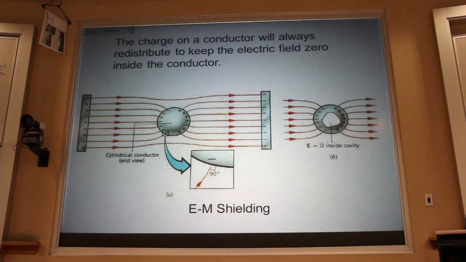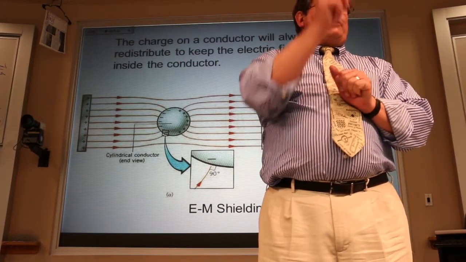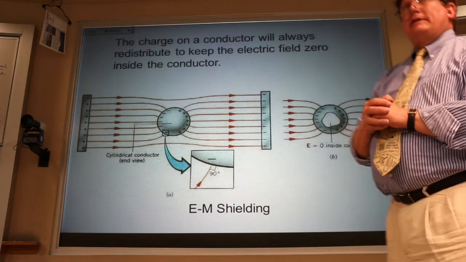Was there a question over here? Yes, sir. I was just wondering if that's why you could hide in the trash can during the lightning storm? Yes, it's exactly why. We call that a Faraday cage, and that's what we're going to talk about right now.